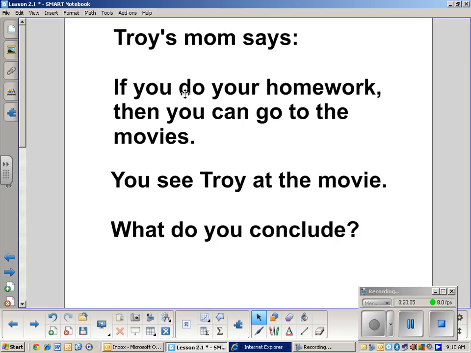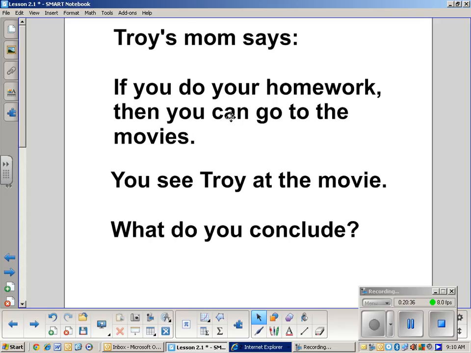Troy's mom says, if you do your homework, then you can go to the movies. You see Troy at the movies, so what do you conclude? The common mistake here is we conclude that he did his homework. But Mom didn't tell us that if he was at the movies, he would have his homework done. She said if he does his homework, then he can go to the movies. We don't have evidence of the homework being done, so we cannot make that conclusion.